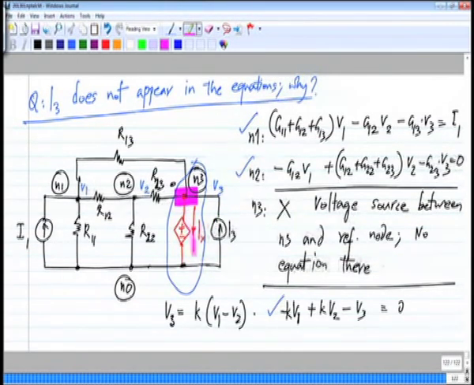So because you have this current source across this voltage source, it doesn't appear. It doesn't matter what the value of I3 is, the solution will remain the same. So the correct answer is that it appears across the voltage source. Okay.